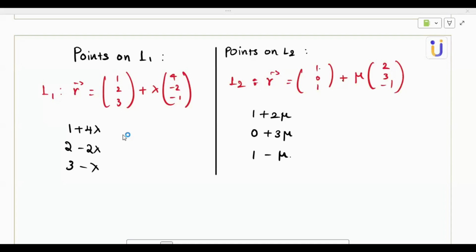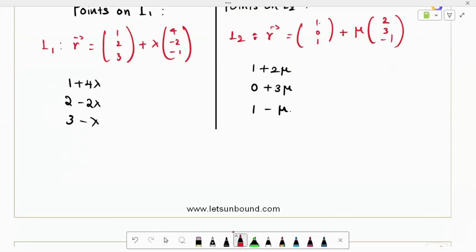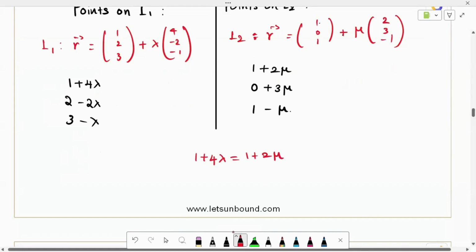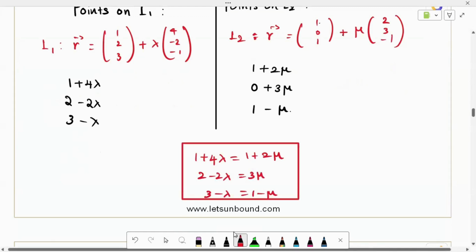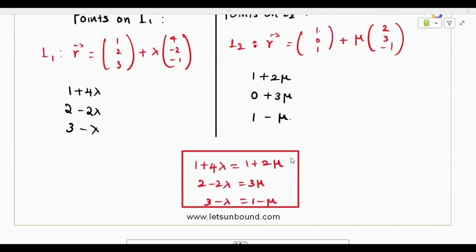Now, let me equate the corresponding points and try to fetch a solution here. 1 plus 4 lambda is equal to 1 plus 2 mu, and 2 minus 2 lambda is equal to 3 mu. 3 minus lambda is equal to 1 minus mu. So these are my simultaneous linear equations with two variables, but I have three equations. So you take any two, and we are going to solve it on the GDC, right? So I should get some values for lambda and mu.